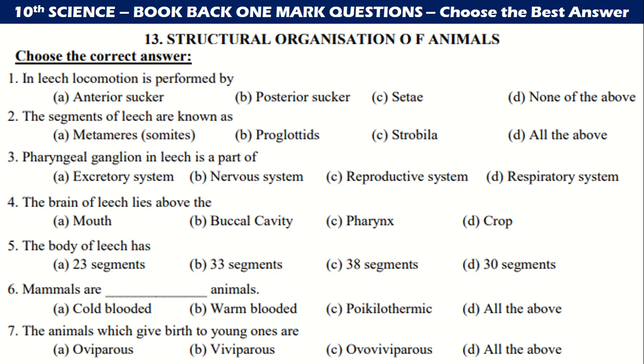Then goes to the next chapter. That is structural organization of animals. The first one is that in the leech, locomotion is performed by none of the above. There is no anterior sucker, no parapodia, no setae. So none of the above is the correct answer. Then the segments of leech are known as metameres, somites. That is the perfect answer.